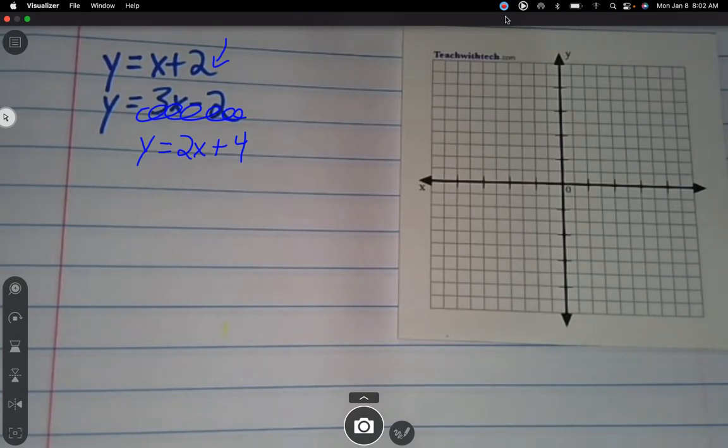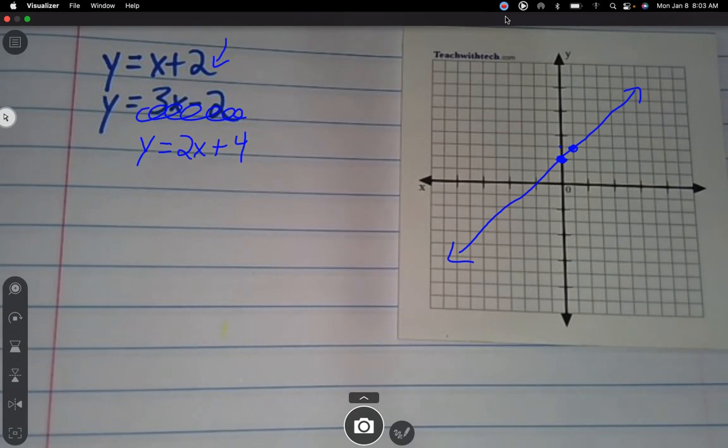So I'm going to go up 2, that's right there. Now what's my slope again on this one? It's an understood 1. See, there's no number right there, so it's 1x. It's not 0x, it's 1x. So you go up 1 and over 1. And then I connect my dots. Okay, everybody good with that?